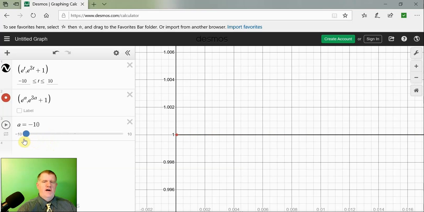Can you imagine that in reality? Something slowing down forever and never reaching a point. What a sad, sad existence. Such is the life of a graph.